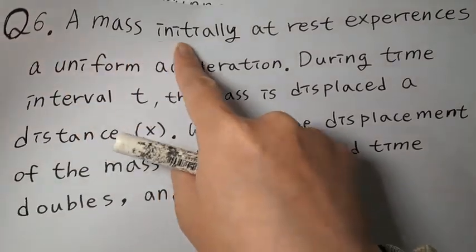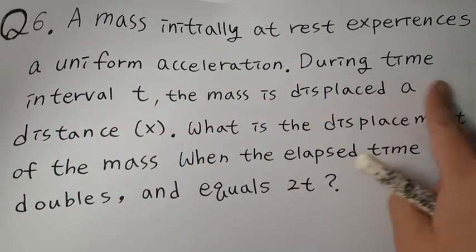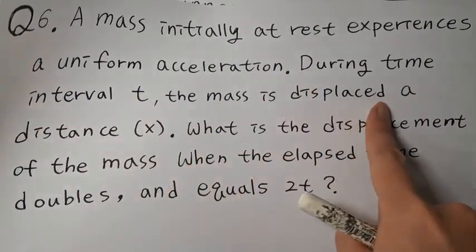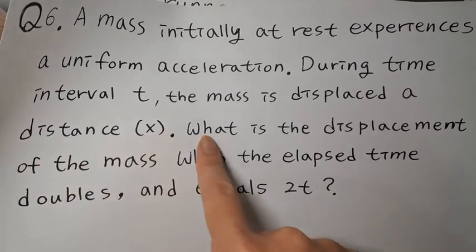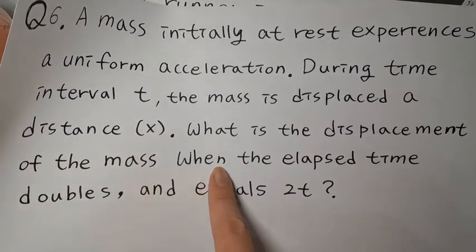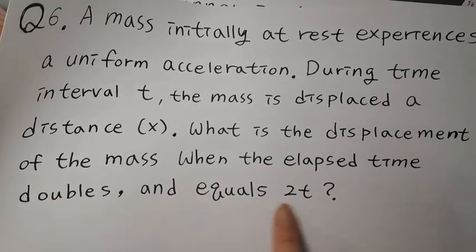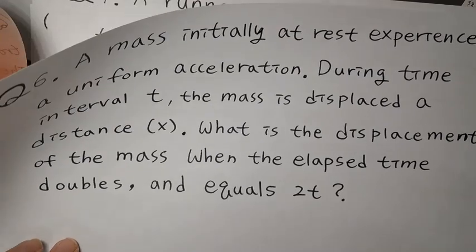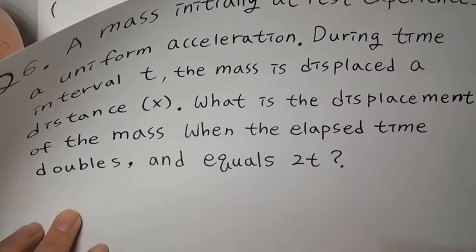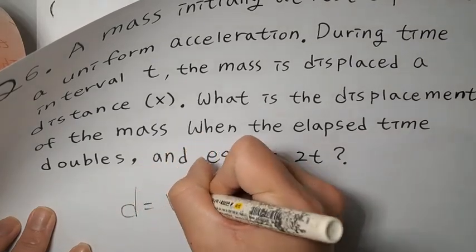A mass initially at rest experiences a uniform acceleration. During time interval t, the mass is displaced a distance x. What is the displacement of the mass when the elapsed time doubles? n equal to t. So we are going to apply this equation.